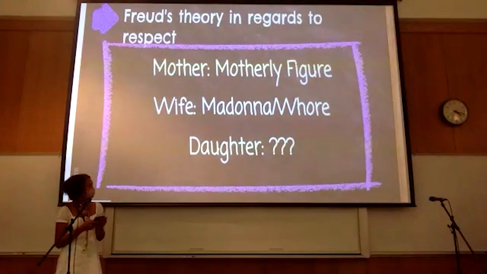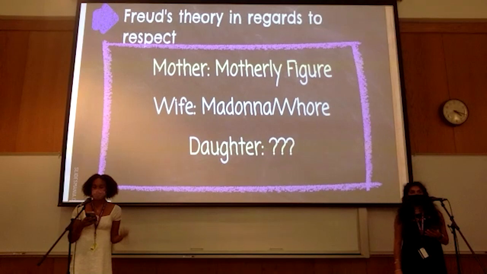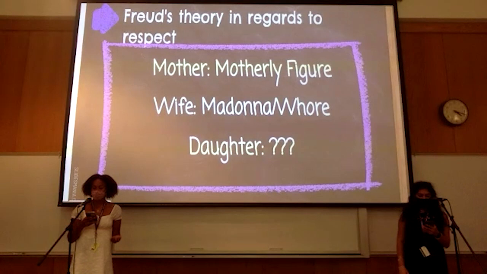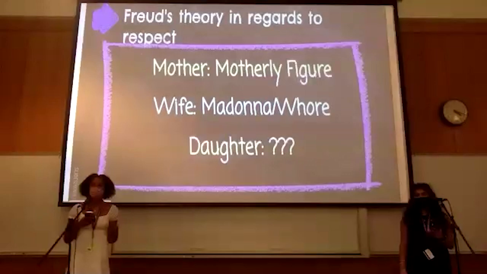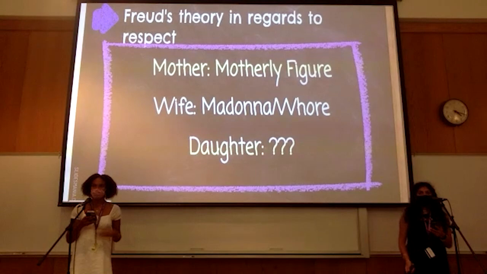Men who have this complex have only seen women in two lights their entire lives, as sex objects or motherly slash lovable figures. When they have a daughter, they have to make a new category. A daughter is the first woman a man respects in this light because he can't immediately categorize her as a Madonna or a whore. A man sees his daughter as an extension of himself, and he respects himself.